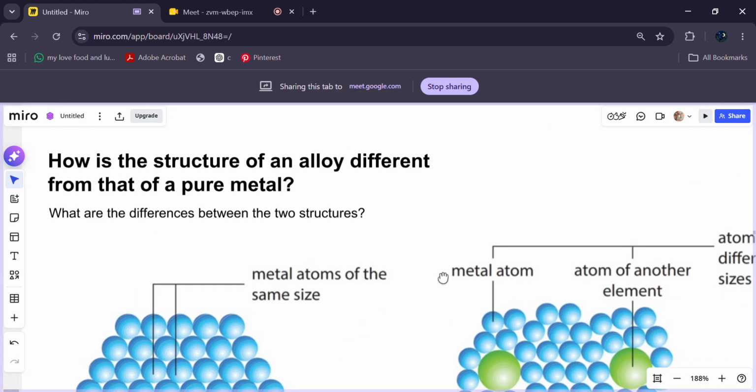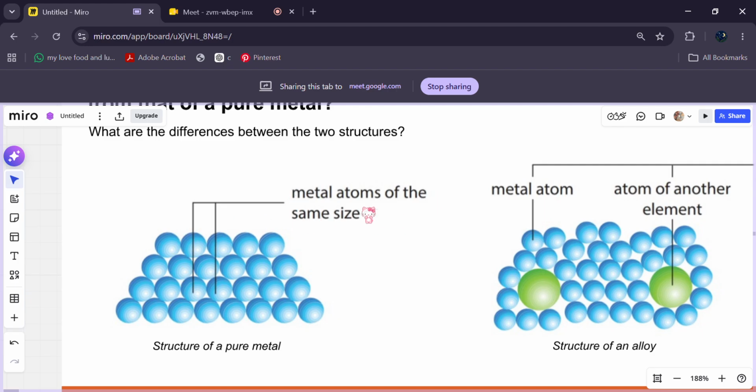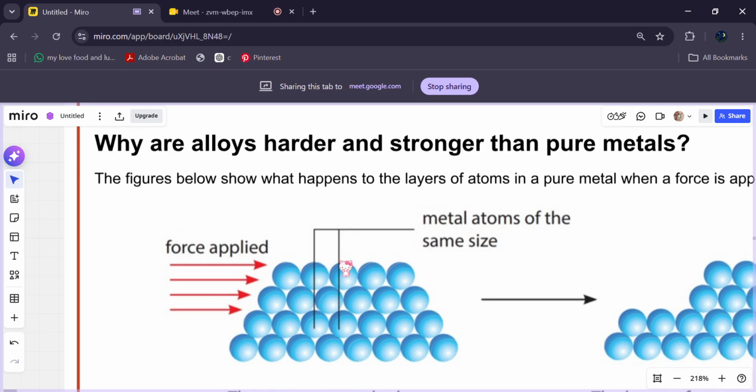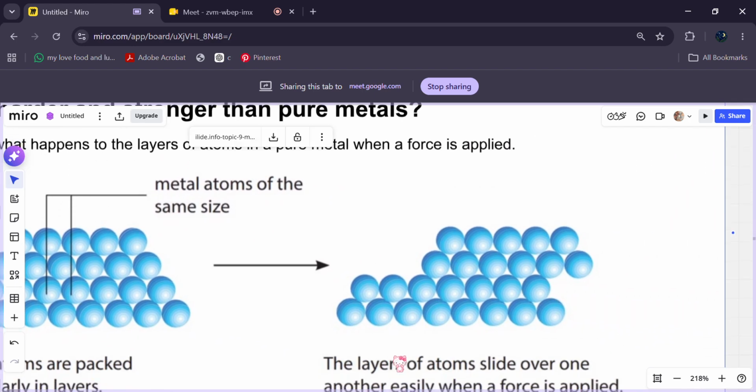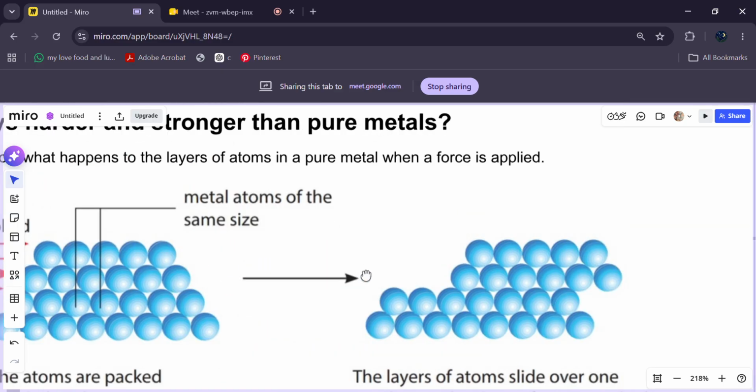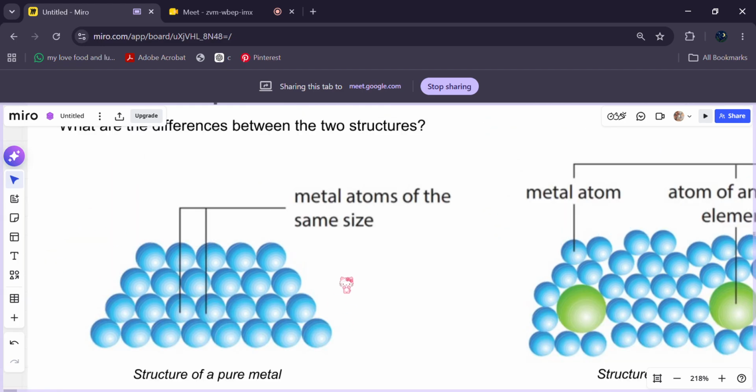Now we go to how the structure of an alloy is different from that of pure metal. You see, metal atoms are the same size. In the structure of a pure metal, here each ball represents a metal atom, and all of these are the same size. But because of this structure, when force is applied to pure metal, the layers of atoms slide over one another. So thus pure metals become soft because it's easier to cut or slide or bend pure metals, because they're all of the same size.